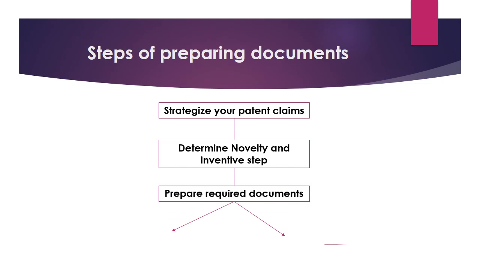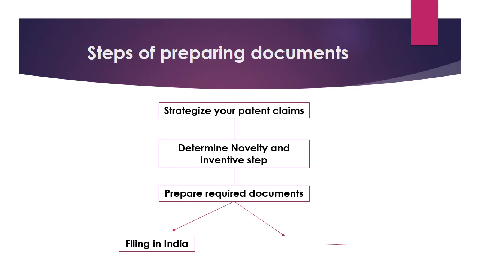Next is preparing required documents. Whatever documents are required as per your category, in which category you are applying, through whom you are applying. If you are going with the IP attorney, he will tell you what the steps are or what forms are to be submitted to the patent office. Otherwise, if you are doing it by yourself, then also you should know what the necessary forms are to be filed with the patent office.